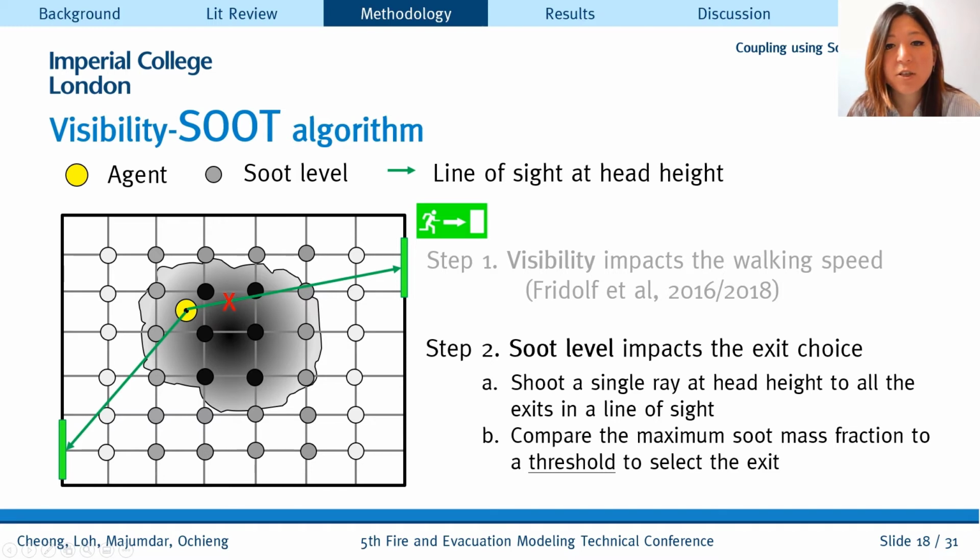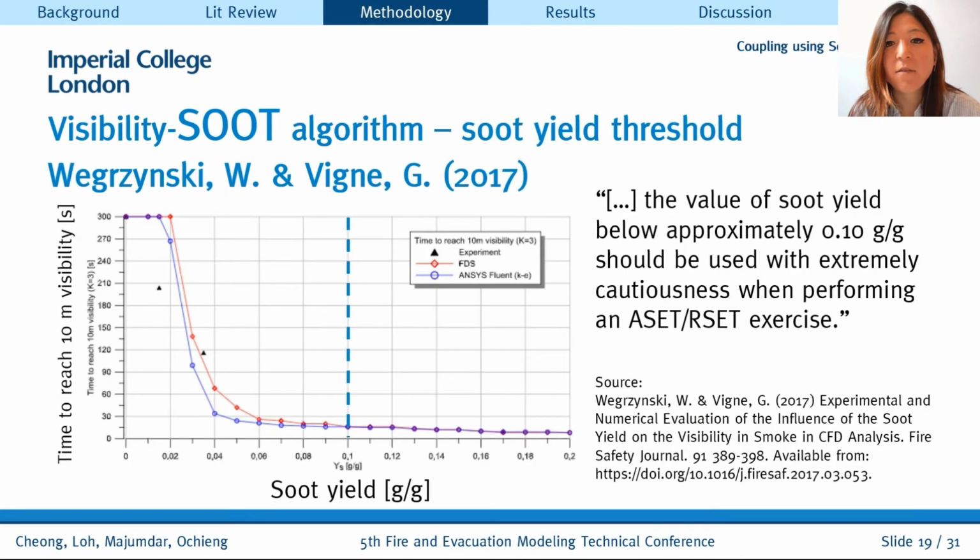The important aspect to consider in this case is the threshold. The threshold has been chosen based on the work carried out by Berginski and Vigne, who studied the influence of soot yield on the visibility. One of their conclusions was that a soot yield below 0.1 grams per gram requires extreme caution when applied to ASET/RSET analysis. So for our desktop study, the value of 0.1 has been chosen. One of the future aspects to consider for the study is verifying and varying this threshold.